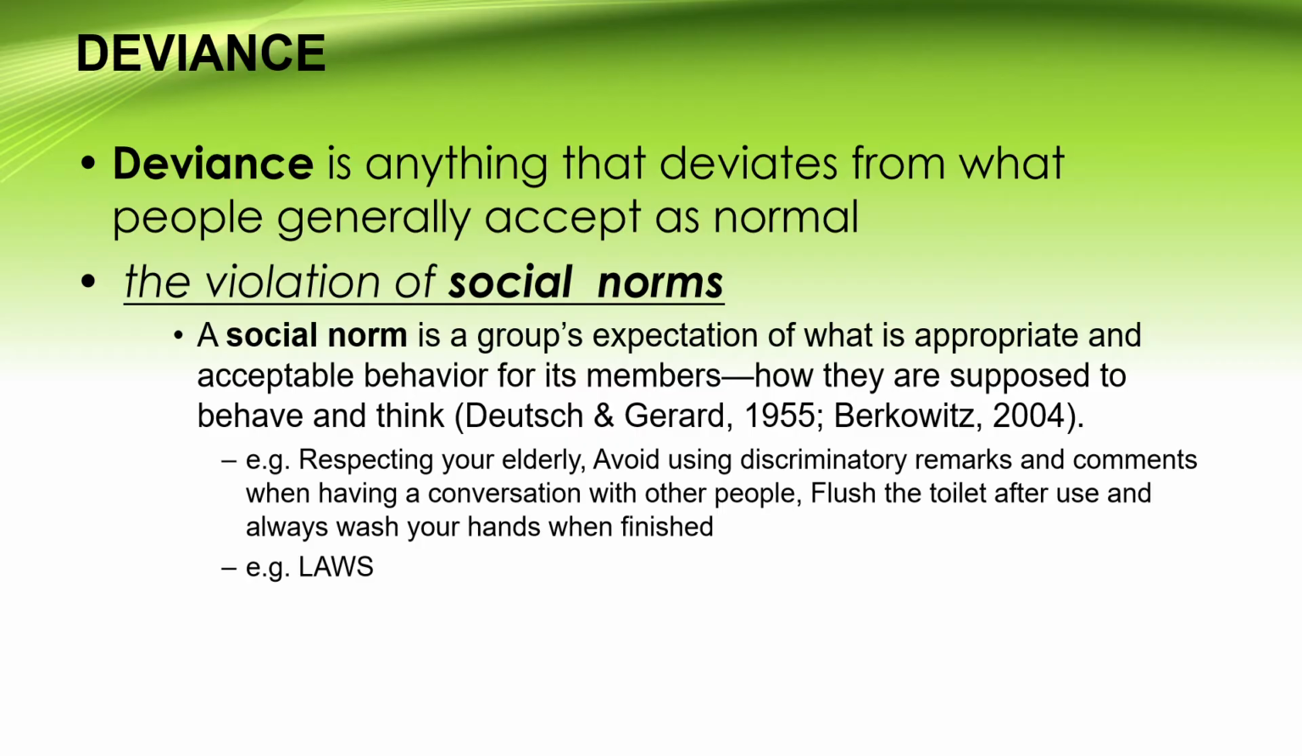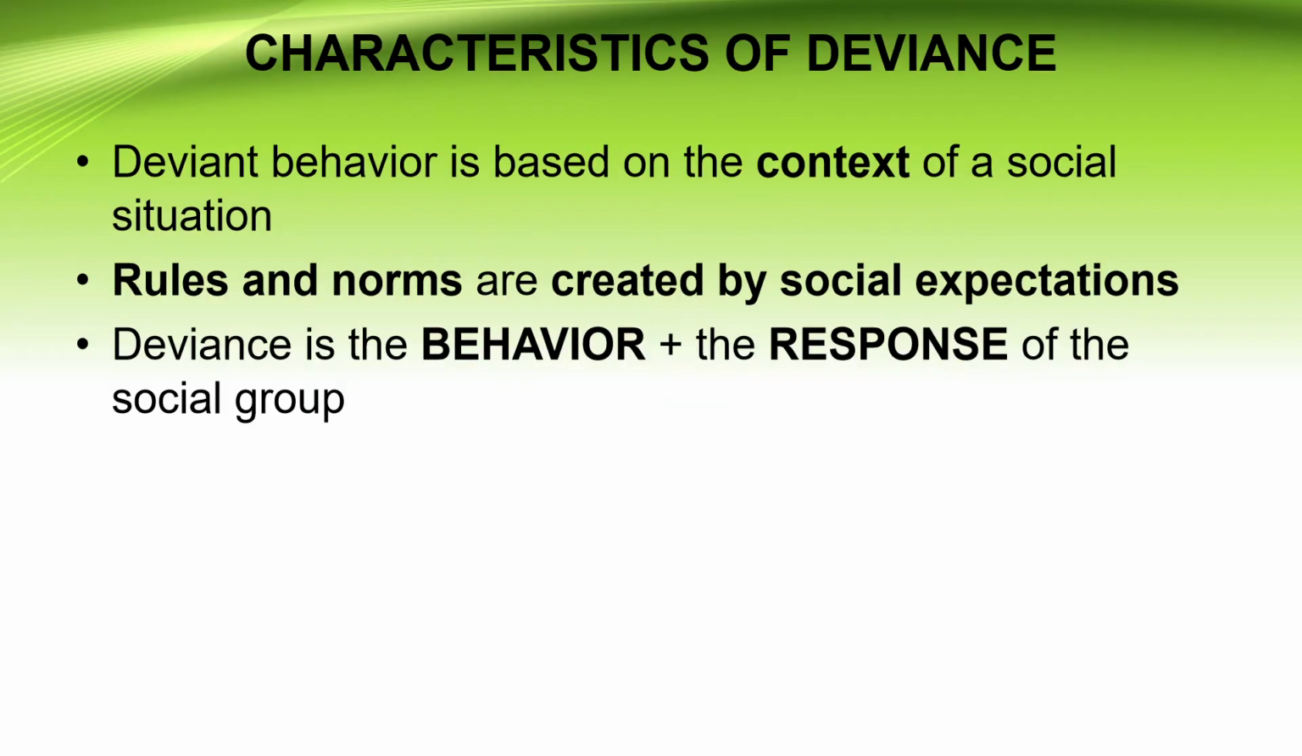So here we have these examples. For more informal examples, such as respecting your elderly, avoiding discriminatory remarks and comments when having a conversation with other people, flushing the toilet after use, and always washing your hands when finished. A more formal example of a social norm is law or laws.